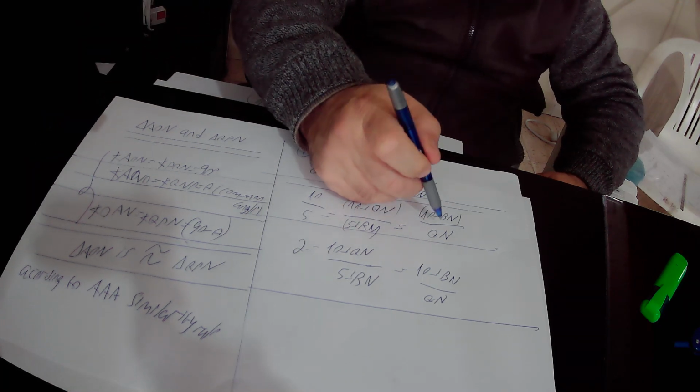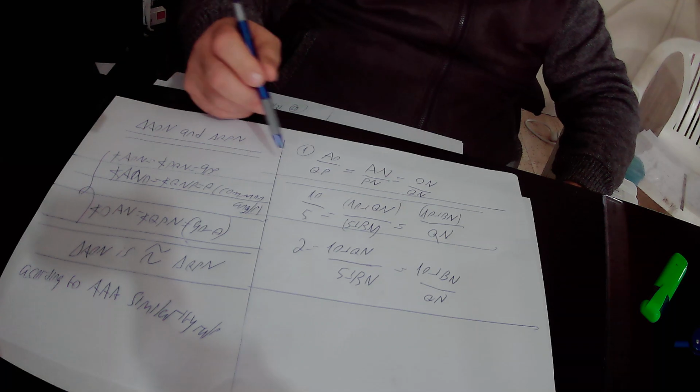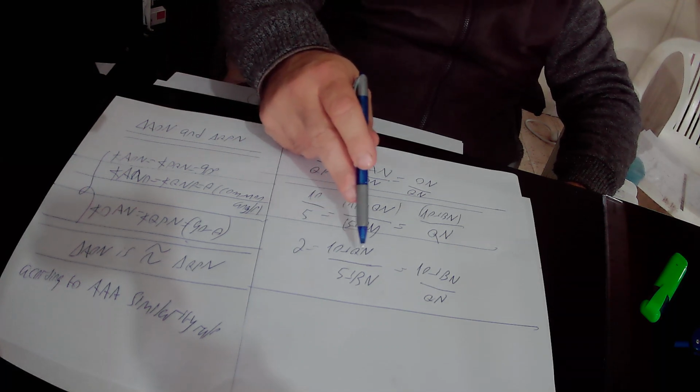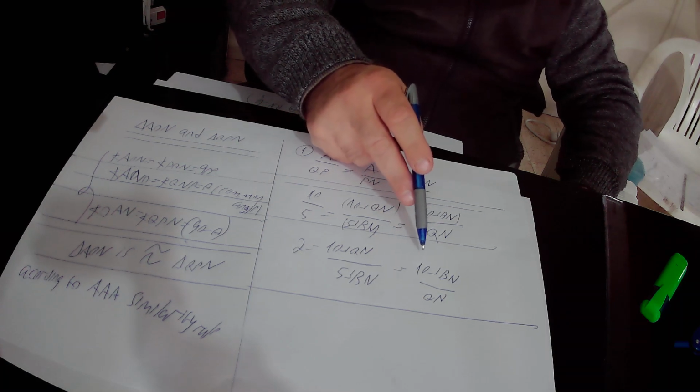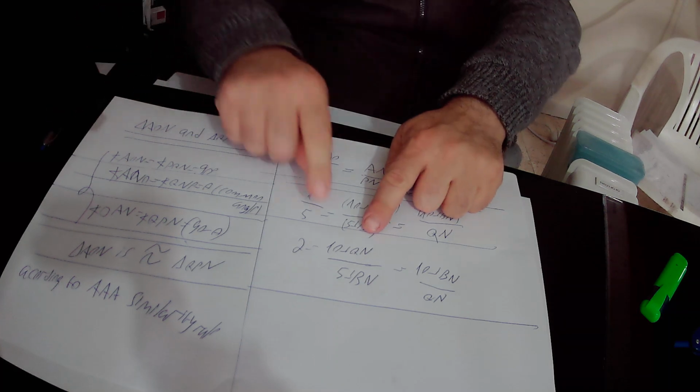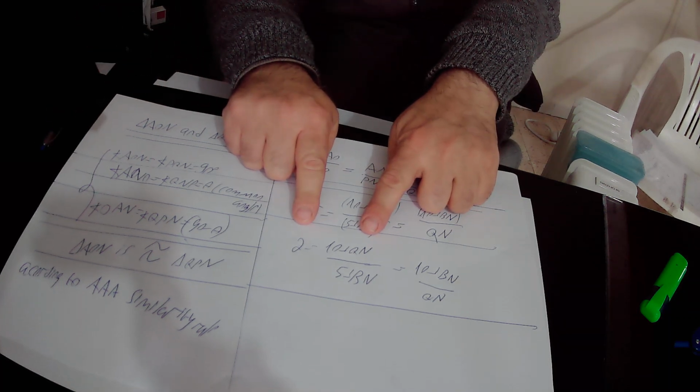So in conclusion, we found out that 10 over 5 is 2, so 2 equals 10 plus QN over 5 plus BN, and it equals 10 plus BN over QN. Those two sides are equal to each other, so we created equation number 1 from those two sides that are equal to each other.